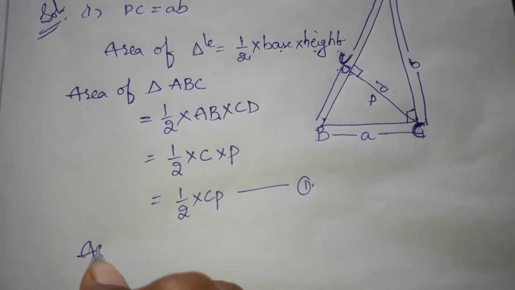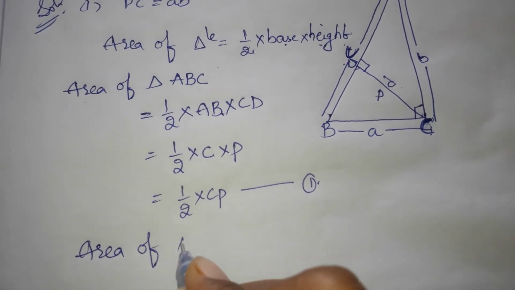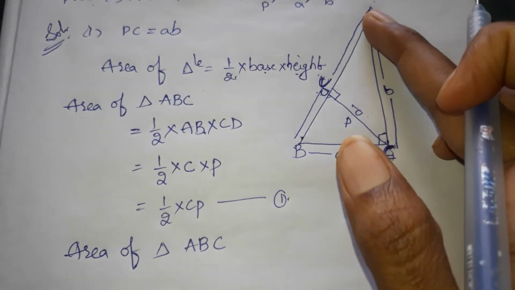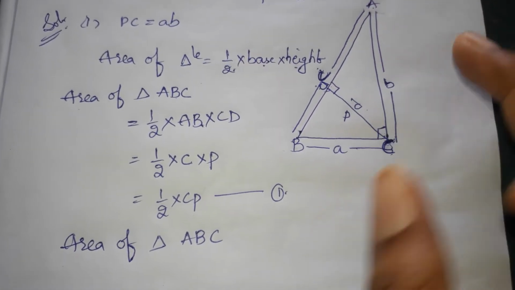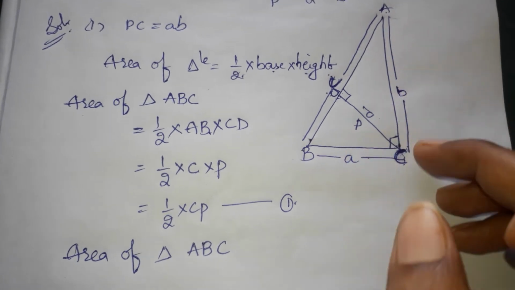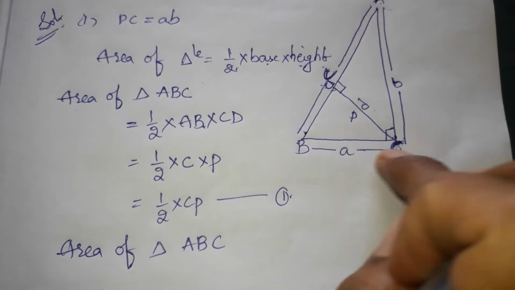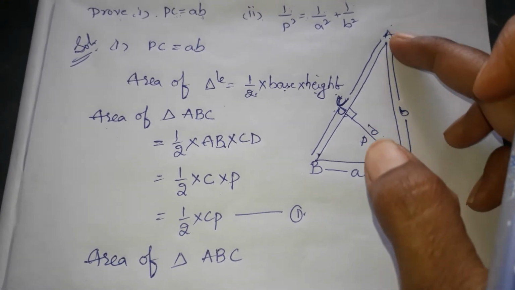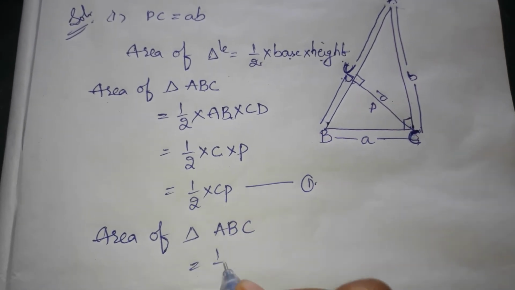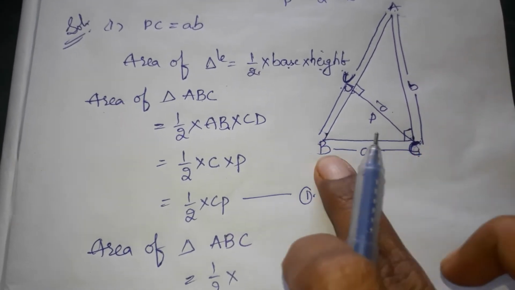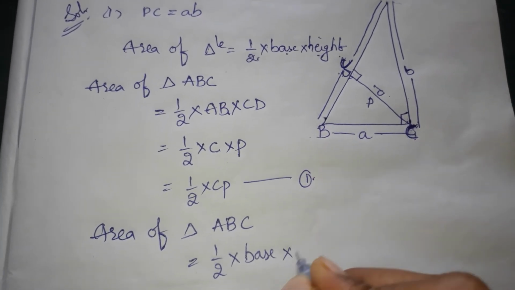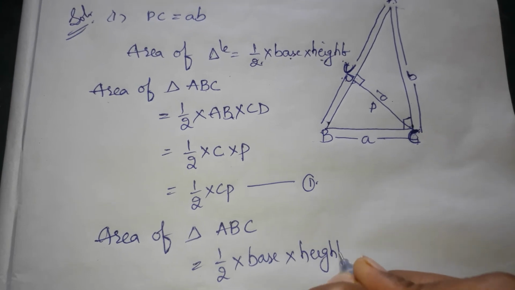Now again I am finding the area of triangle ABC. Now look, this time look at the triangle as it is. The base will be BC here, right? The base will be BC and the height will be AC. So I am taking here half into what is BC? Base into height, right?